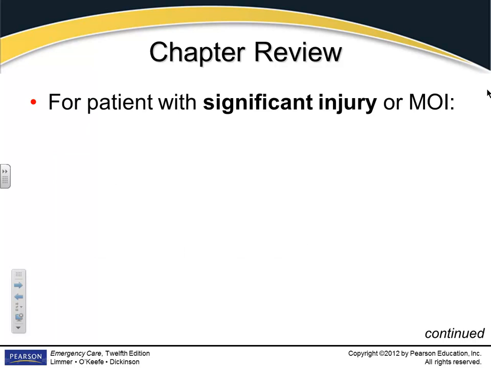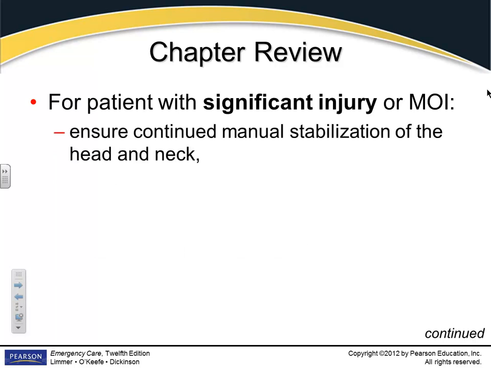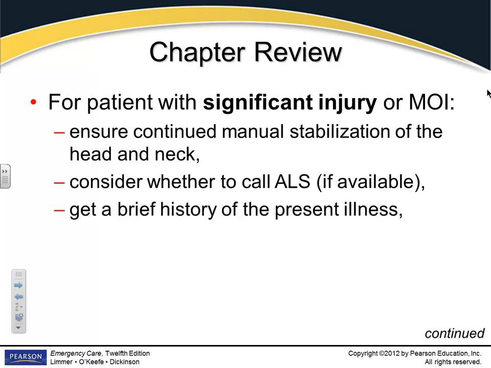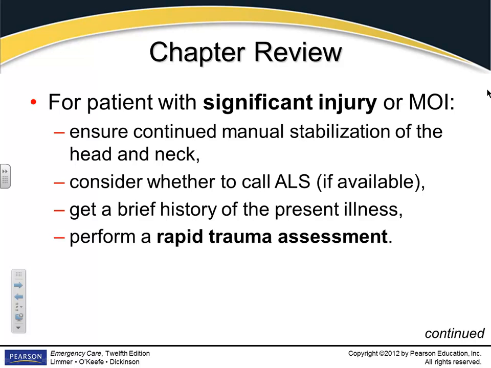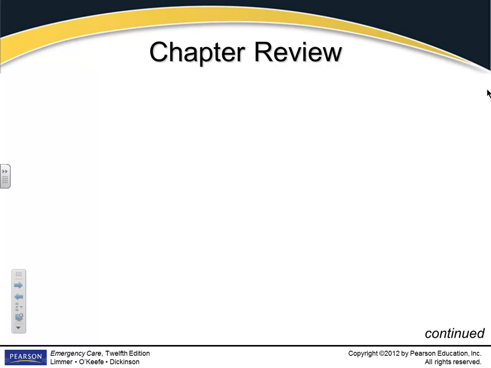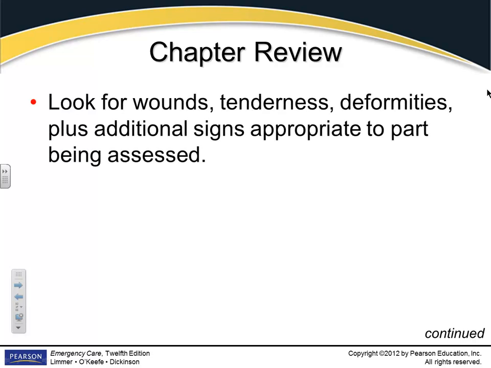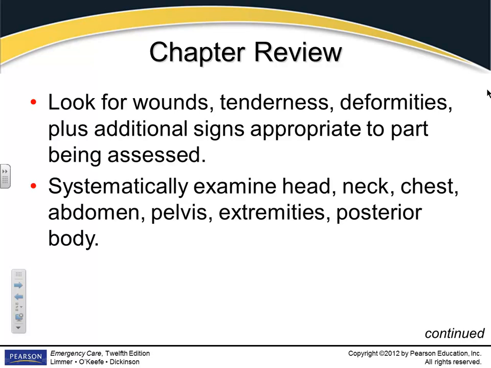If they have significant mechanism of injury, you're going to take manual stabilization, consider ALS if they're unconscious. Get whatever history you can, you're probably not gonna get much, and you're gonna do a rapid trauma assessment. We're looking for what? What's the acronym? DCAP BTLS. DCAP BTLS. You're systematically going to check the body.